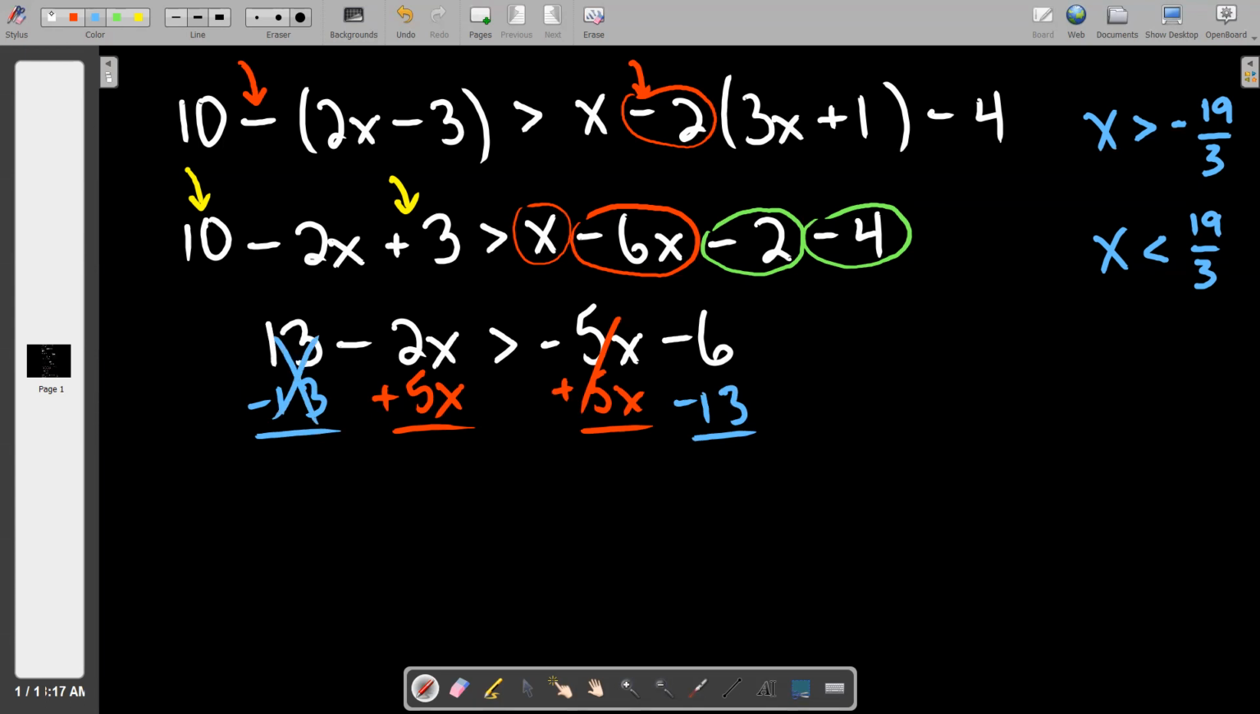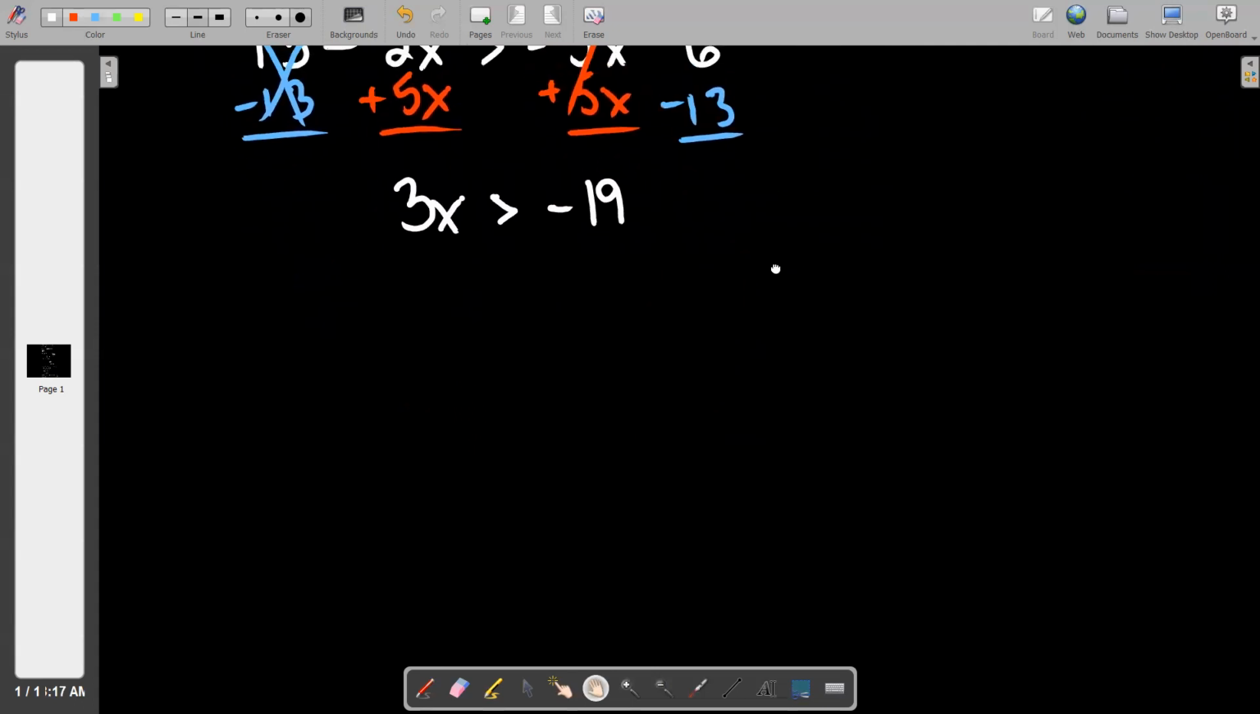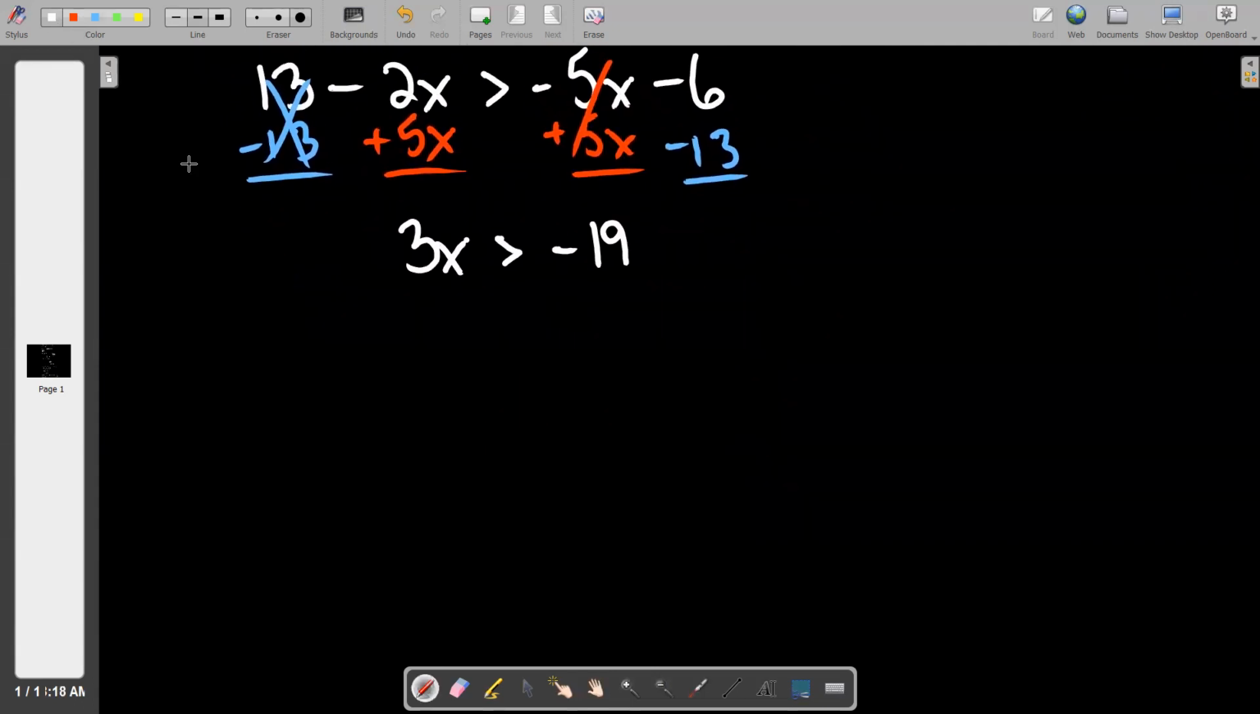What winds up happening is, when all this red, white, and blue mess up here cleans up, I'm left on the left side with 3x. I keep my sign the same. And on the right side, I'm left with negative 19. Okay. There it was. The resignation. The moment. You goofball. That would certainly explain why you got what you got. That all makes sense now. So when we divide by 3 here, we don't have to switch anything at all because we're dividing by a positive. So x is still greater than negative 19 thirds.